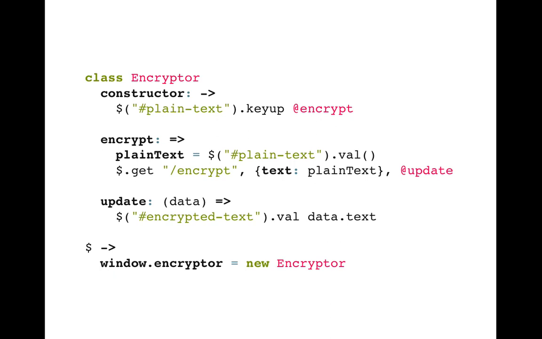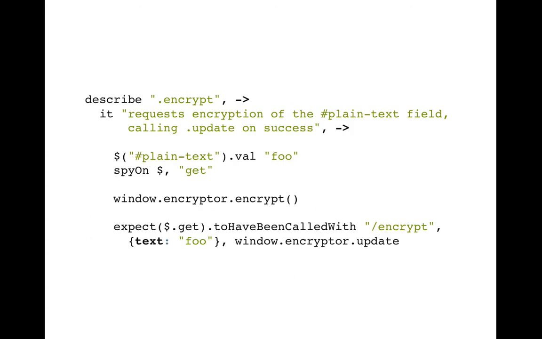So we move the key up binding into the constructor for the class, and then in the document ready, all we do is create a new encryptor, which then binds everything, and it works as before. So now we can test it.